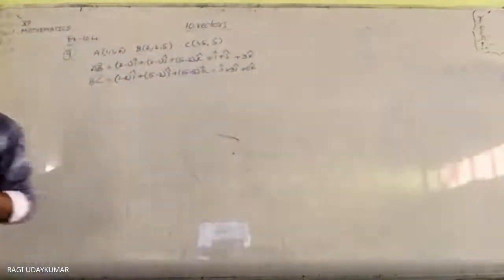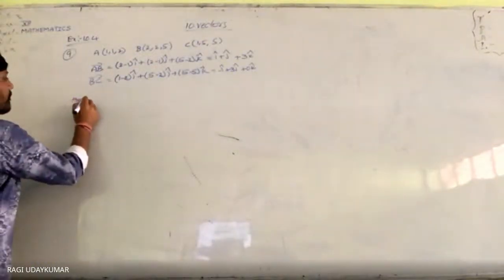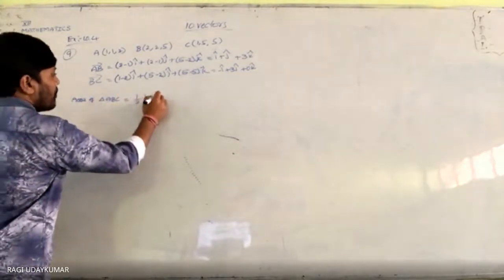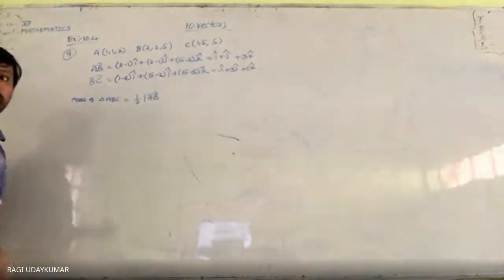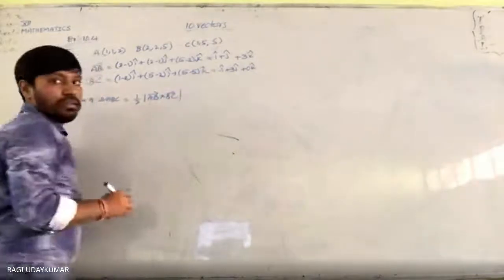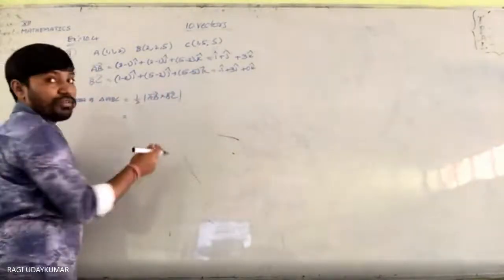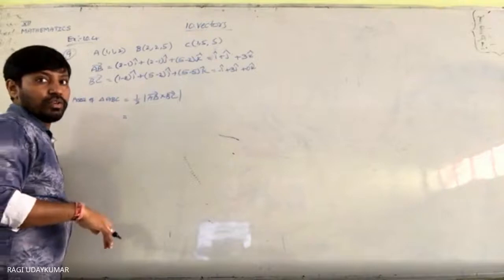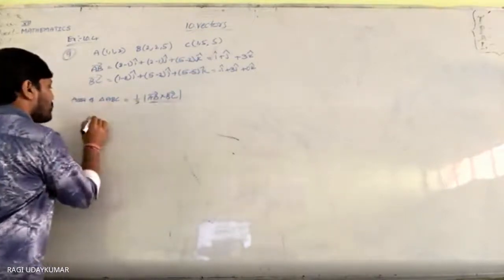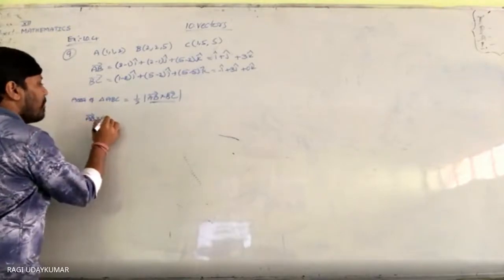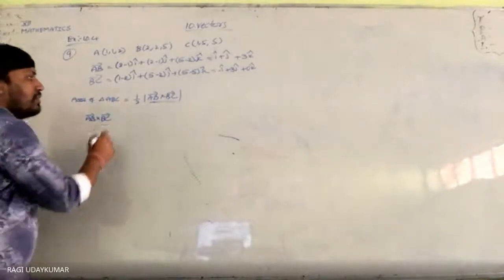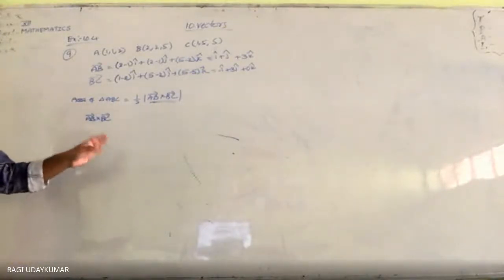Now the area of the triangle ABC is equal to half into the magnitude of the cross product of the two vectors. First you find the cross product, and then find the magnitude. So let us take the cross product of AB and BC.